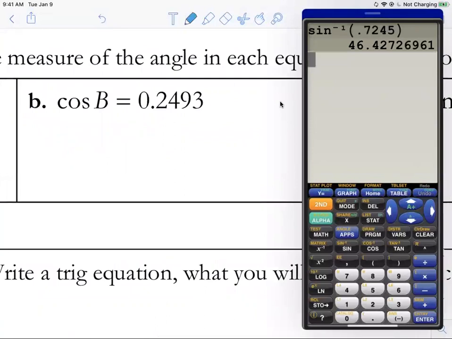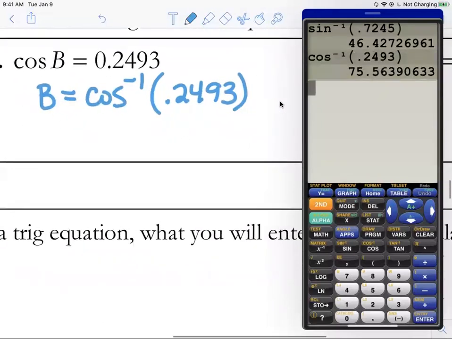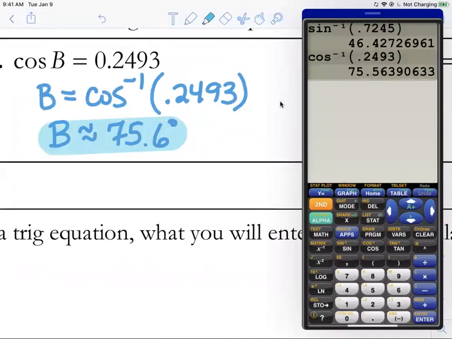Okay, the cosine of B is 0.2493. That means I'm looking for the angle whose cosine is 0.2493. So I'm doing the inverse cosine of 0.2493 to go backwards and figure out what the angle is. So second function cosine, 0.2493. Inverse cosine of 0.2493 tells us that the angle is approximately 75.6 degrees. Now again, we're finding angle measures, so these should have degree marks on them.